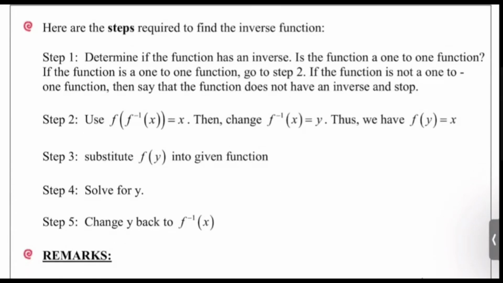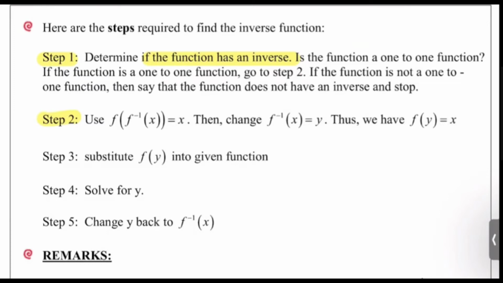So step 1, kita kena determine dulu function tu ada inverse ataupun tidak. One to one ataupun tidak. Kalau dia one to one, baru kita pergi ke step kedua. Kalau dia bukan one to one, kita terus direct cakap does not have an inverse dan stop.